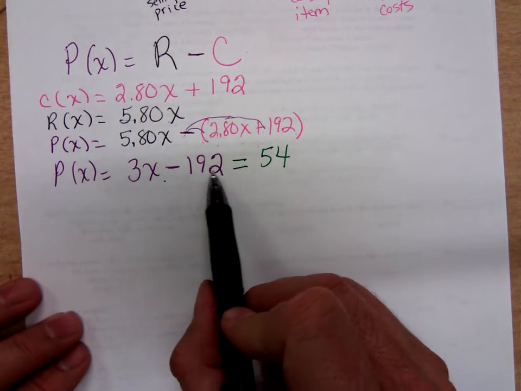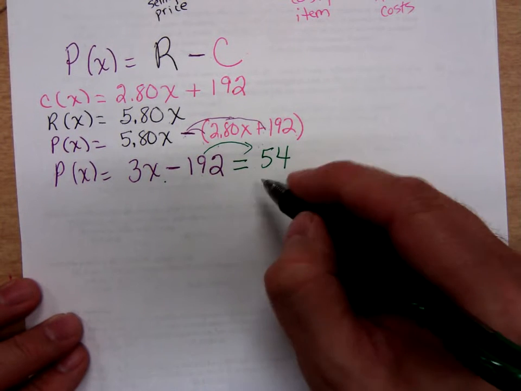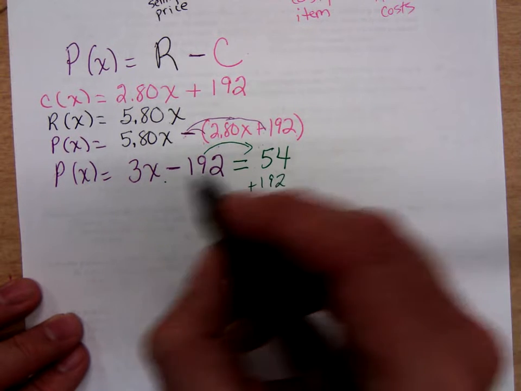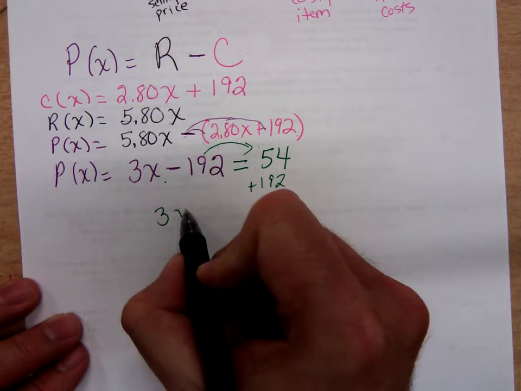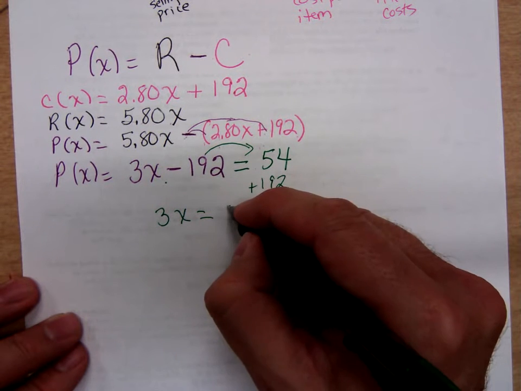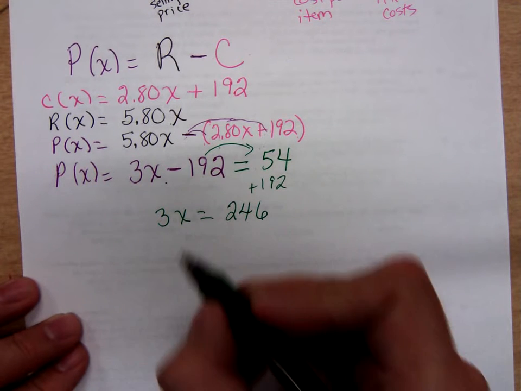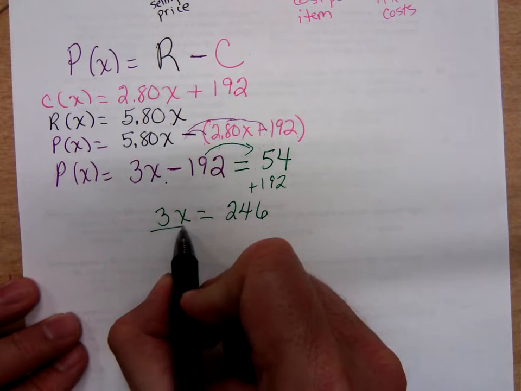3x minus 192 equals 54. Okay, move over that 192 by adding 192 to both sides. So we'd have 3x equals, is that 246? And then divide both sides by 3.